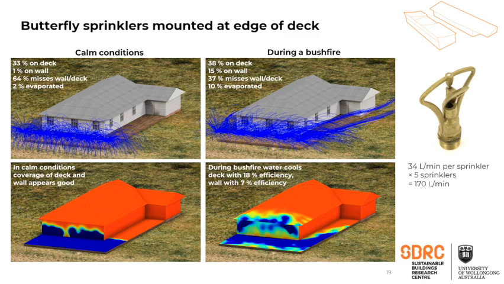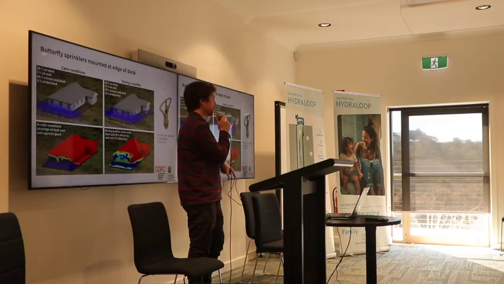It still is protected relatively well, but there are some hot spots, and the wall is definitely not being fully protected. So we're down to about an 18% efficiency of use on the deck.